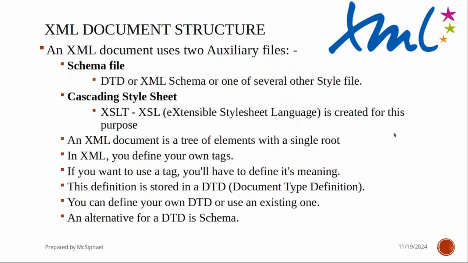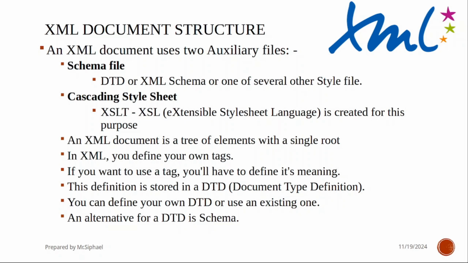So, the XML document structure. An XML document uses two auxiliary files. We have the schema file, which is the DTD, XML Schema, or one of several other schema languages, and you have the style file, CSS or XSLT, Extensible Style Sheet Language, which was created for this purpose. An XML document is a tree of elements with a single root.